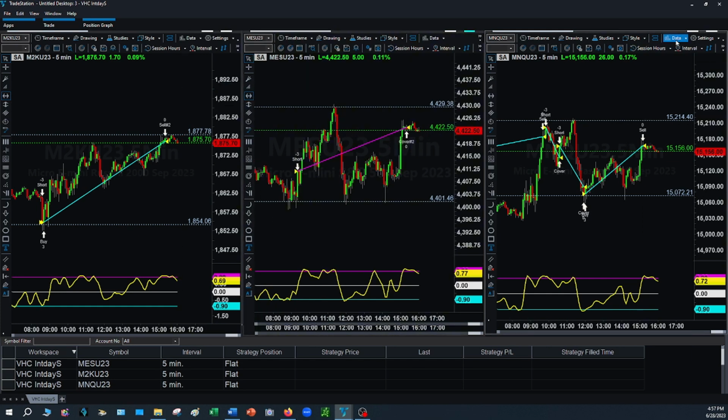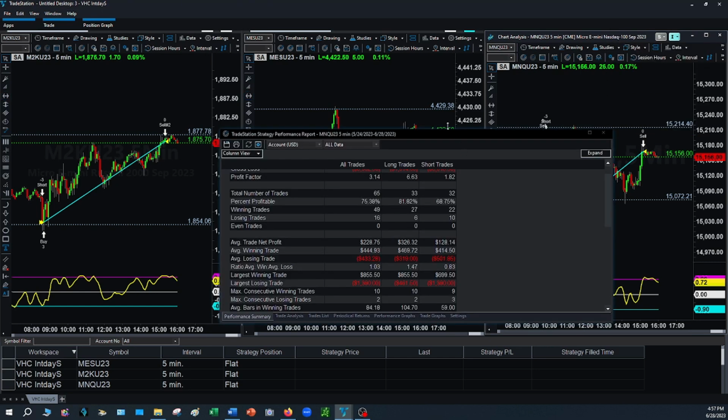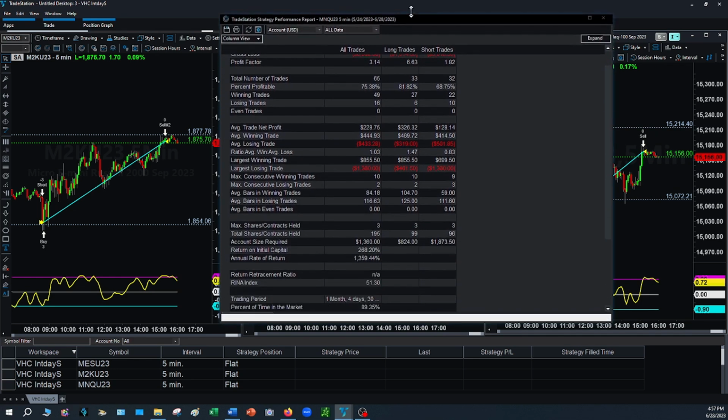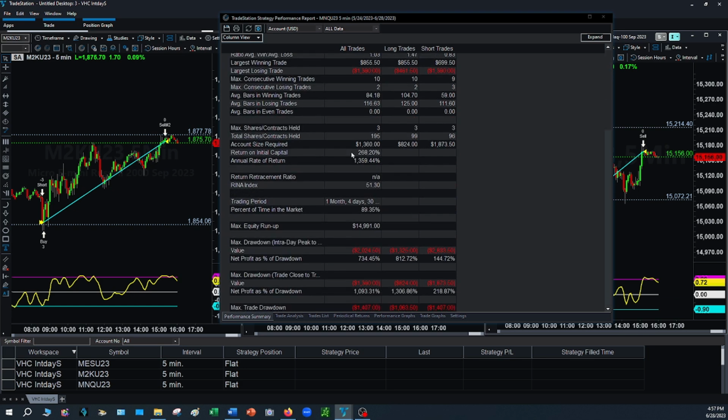Let us consider the VHC strategy's performance metrics on the Micro Nasdaq 100 futures positions for approximately 1 month of continuous operation. The results were quite remarkable. My VHC strategy generated a total net profit of $14,869 with a profit factor of 3.14 and a win rate of 75.38%. The strategy executed 65 trades with 49 winning trades and 16 losing trades over a trading period of 1 month, 4 days, 30 minutes.